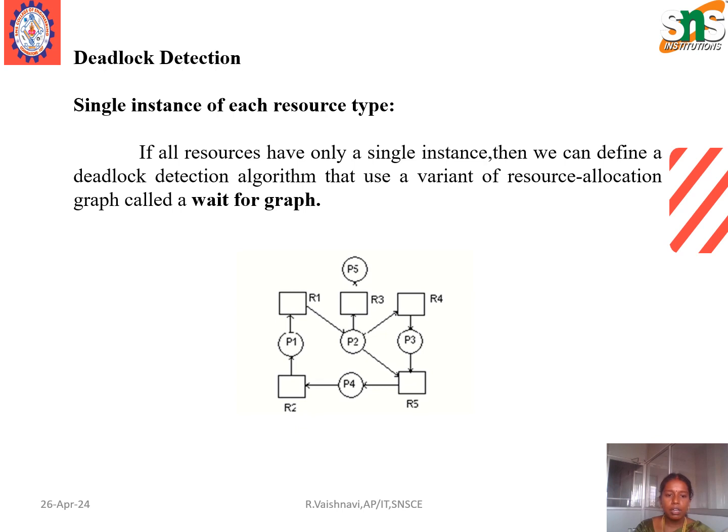Next one, deadlock detection. Single instance of each resource type: if all the resources have only a single instance, then we can define the deadlock detection algorithm that uses a variant of the resource allocation graph called the wait-for graph. Here we have the diagrammatic representation for the wait-for graph.